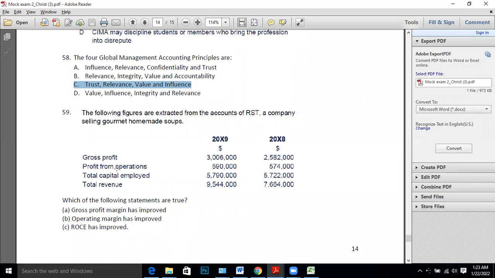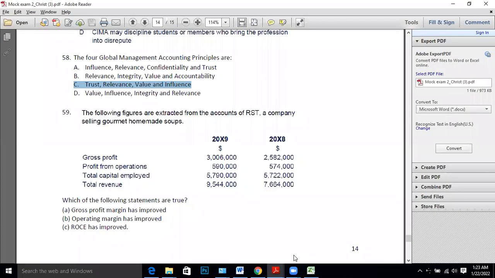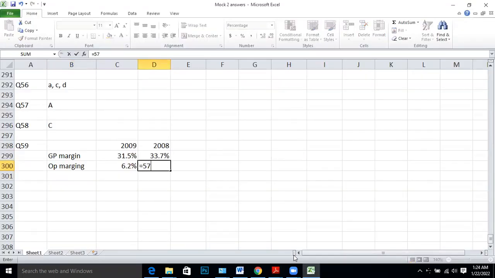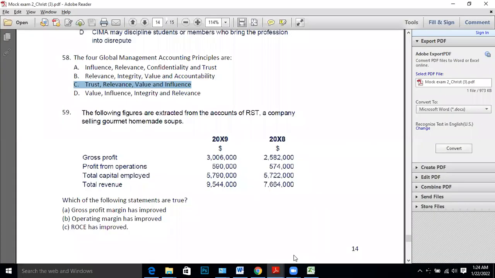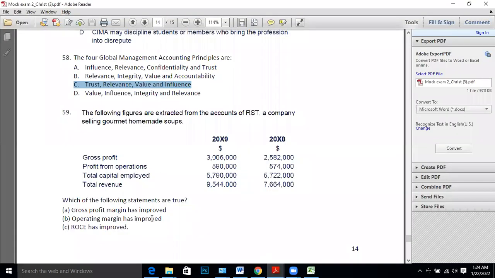Operating profit margin: 590 over 9524 is 6.2%. Previous year 574 divided by 7676 is 7.5%. OP margin declined. Wrong.